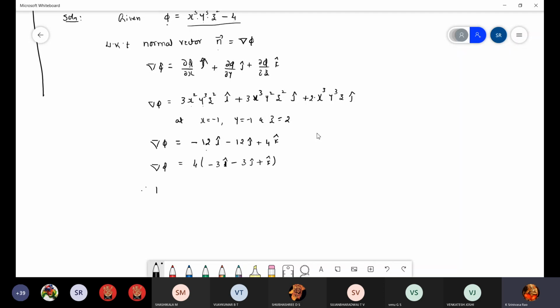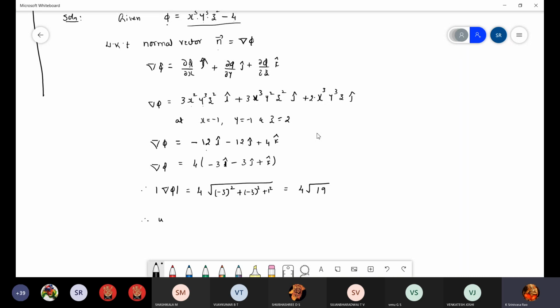So therefore its magnitude of grad phi equals square root of 4 into square root of minus 3 square plus minus 3 square plus 1 square. So that gives 4 root, what is the answer? 9, 9, 18, 19. Yes. 4 root 19. So this is the magnitude of grad phi.